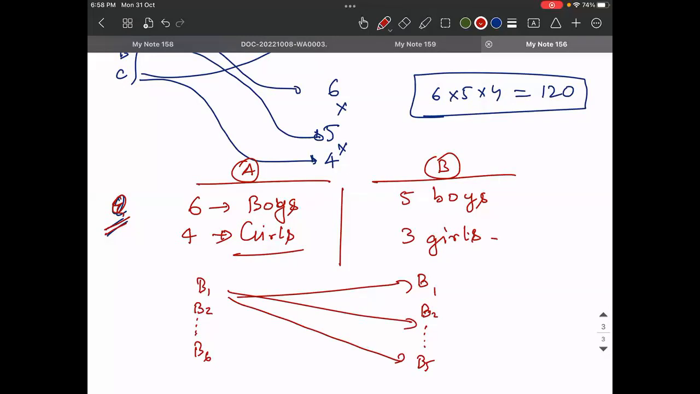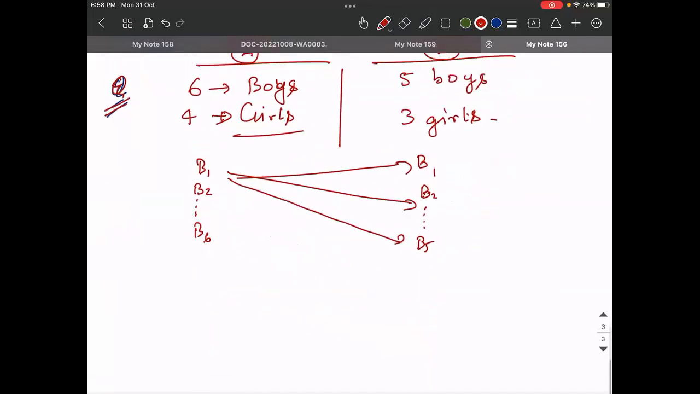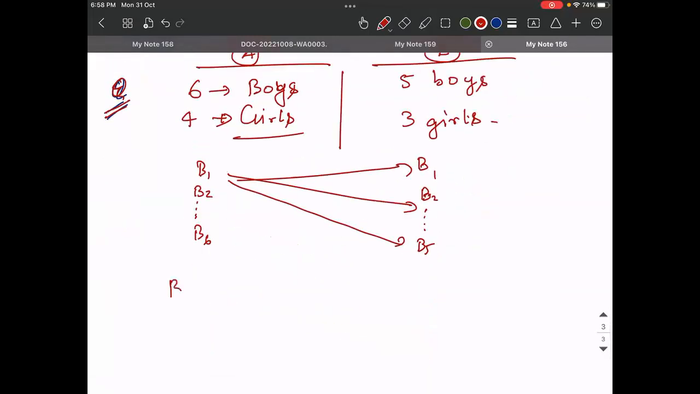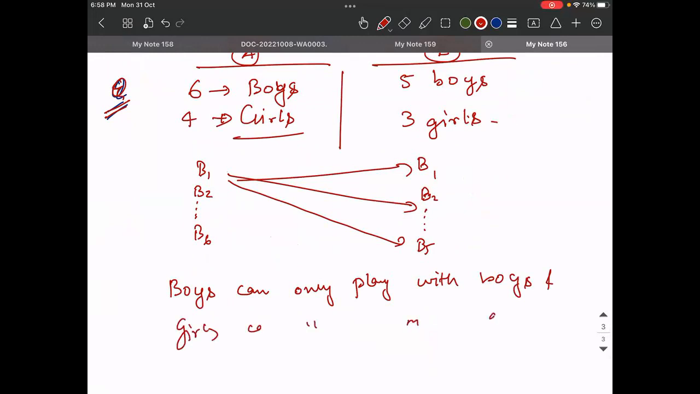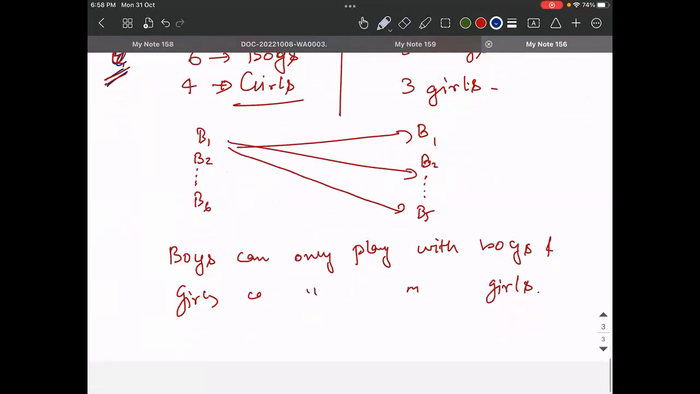Is the question clear to you all? Okay, I'll just write it here. Boys can only play with boys and girls can only play with girls. So how many matches can be possible between these 2 teams? That's what your question is.